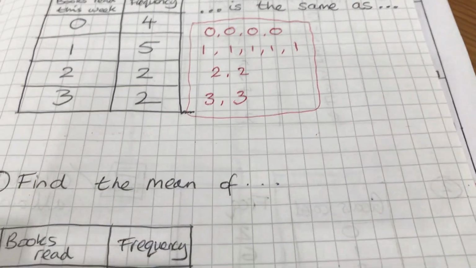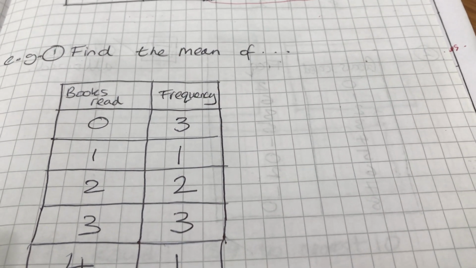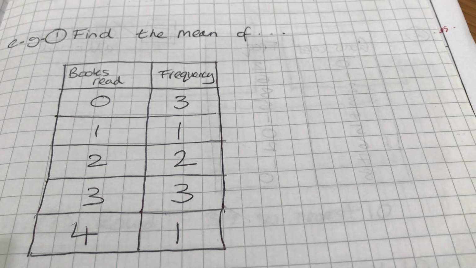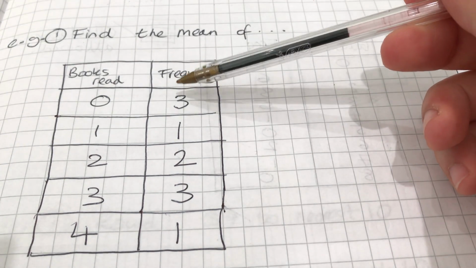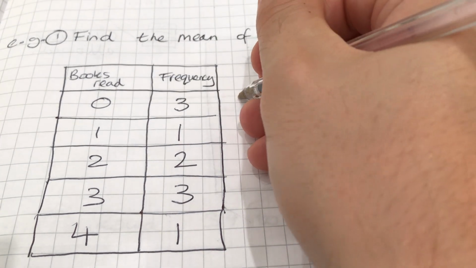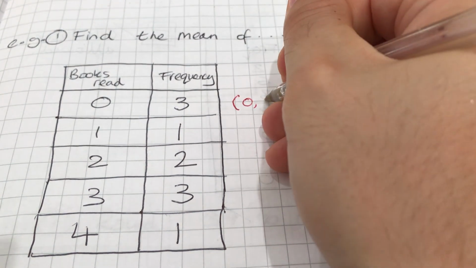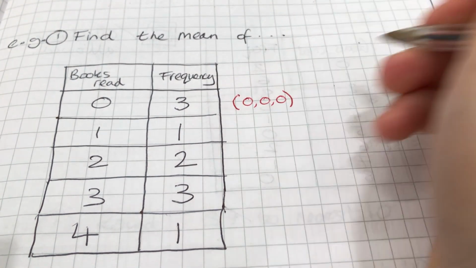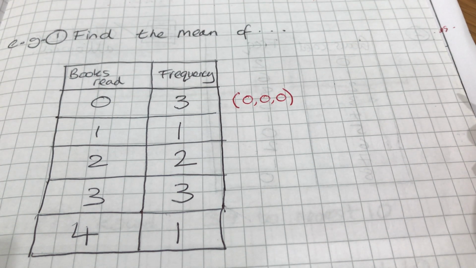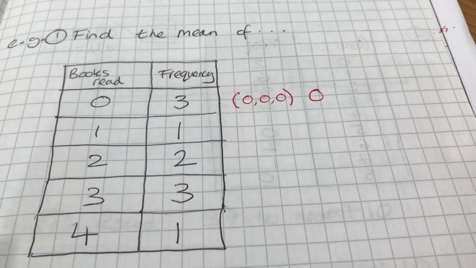Right, so I'm going to do a bit more. Here's an example of finding the mean. And, well, let's have a go, okay? So, there are 3 people that have read 0 books. So I'm just going to put in brackets, you don't need to do this bit because hopefully you get a pattern and you realise, but that's 0, 0, 0. How many books have those guys read in total? None. If I put them all together, I've got 3 people that have read no books.